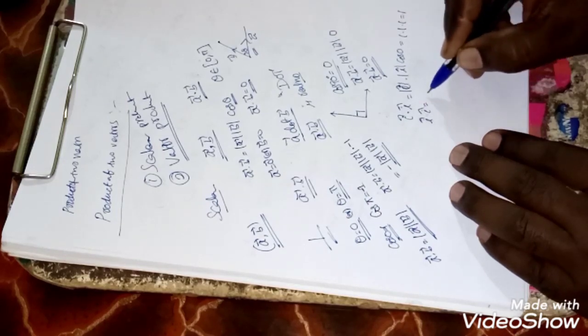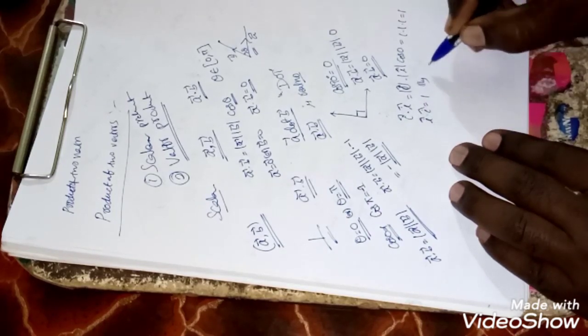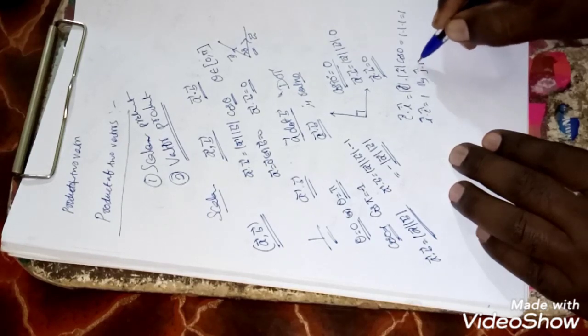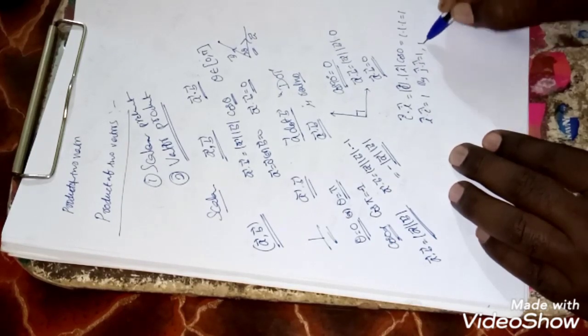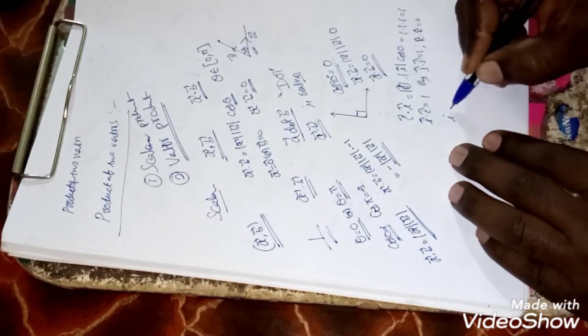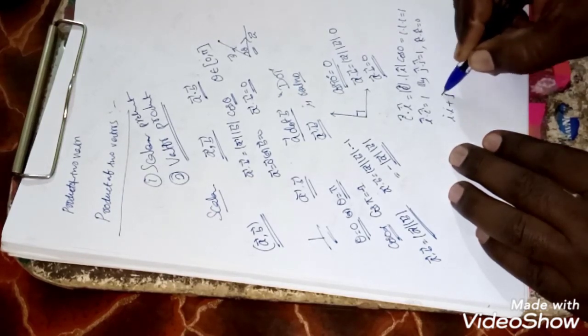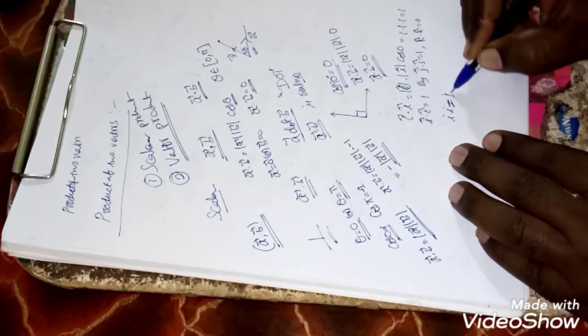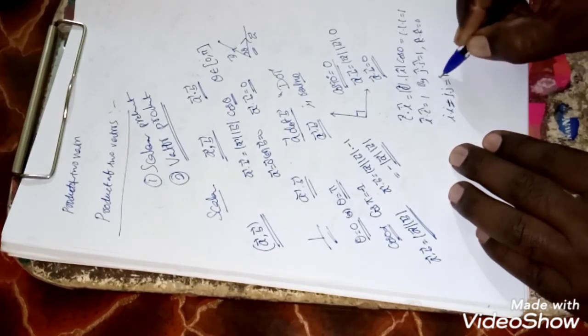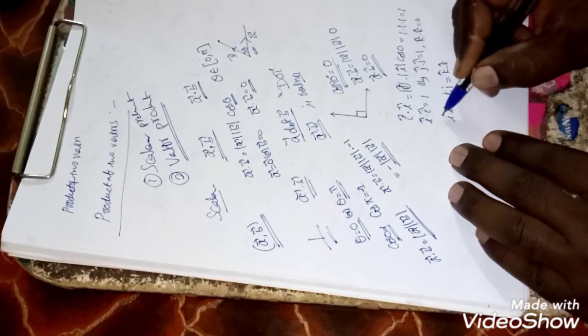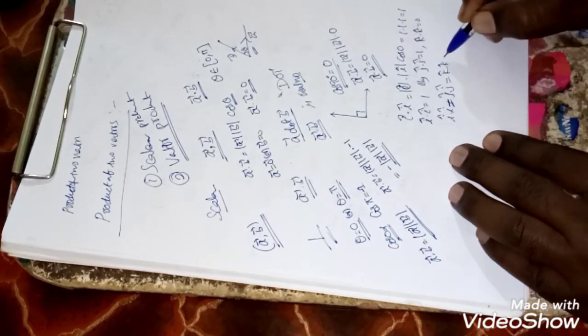i cap dot i cap is equal to 1. Similarly, what you can get? j cap dot j cap is equal to also 1, and k cap dot k cap also 1. That means here, what do you know? i dot i is equal to j dot j is equal to k dot k. Now these are the unit vectors, is equal to, what you are going to get?